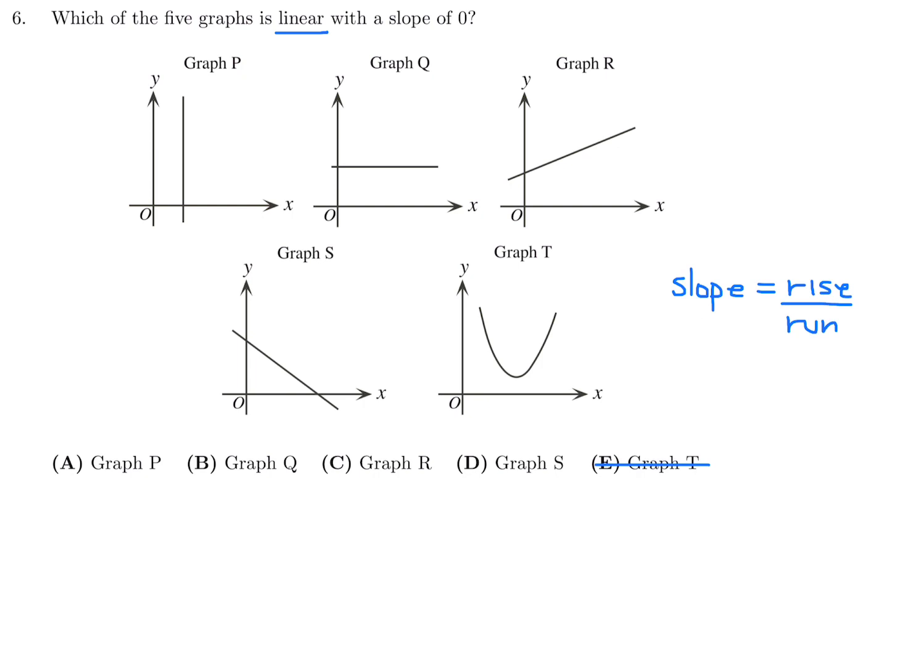But you can put 0 in the numerator. So if you put 0 as the numerator, it means the rise is 0. So that means there's no rise. The line doesn't go up or down. It just stays flat like a horizontal line. And of these, the only horizontal line is this one right here. So number 6, that would be graph Q, which is answer choice B.